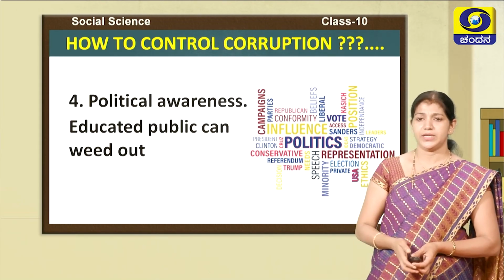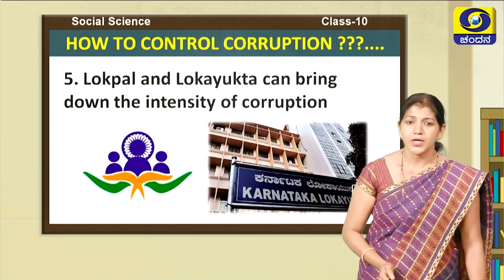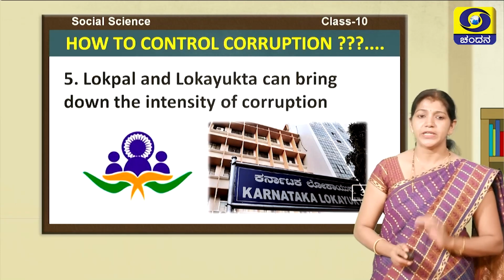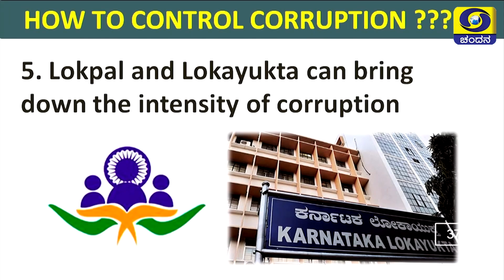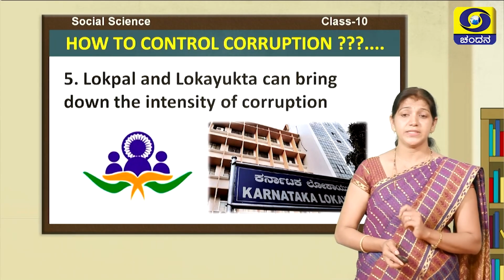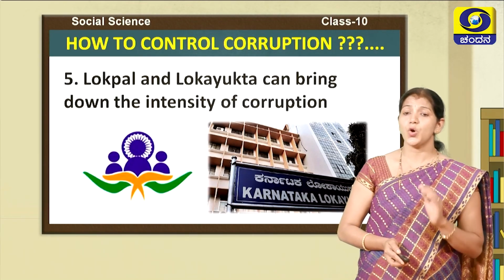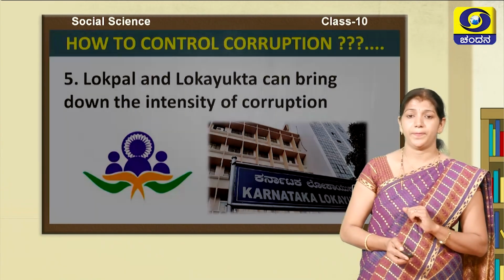corruption in society. In Karnataka, the government has implemented two important institutions against corruption, that is Lokpal and Lokayukta. Lokpal and Lokayukta can bring down the intensity of corruption. These are important measures taken by the government to stop corruption in our country.